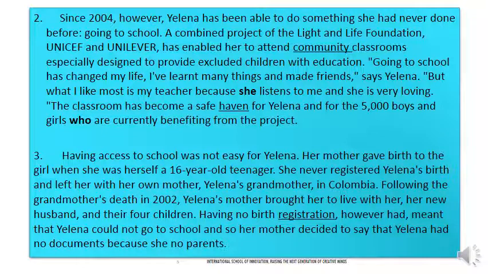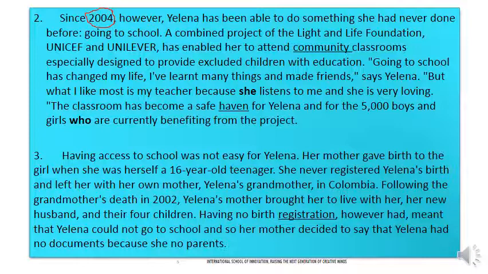Since 2004, I want you here to focus on dates, okay? These are very important. Yelena has been able to do something she had never done before, going to school. So in 2004, this was a turning point in her life. She was able to go to school. Who helped her? A combined project of the Light and Life Foundation, UNICEF and Unilever has enabled her to attend community classrooms especially designed to provide excluded children with education. Excluded children means children who have never gone to school.